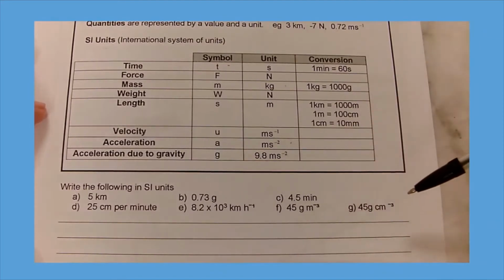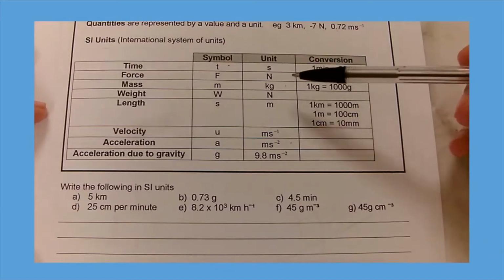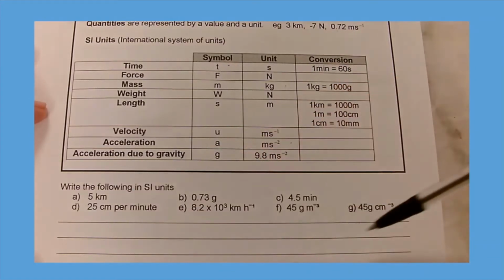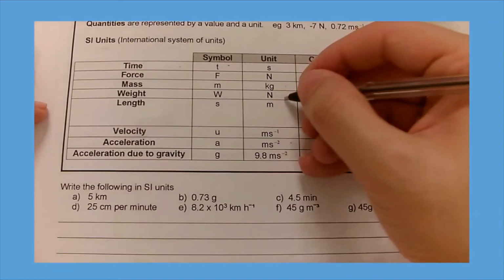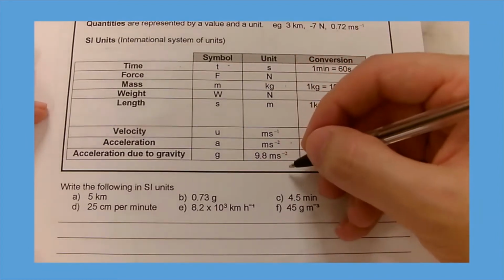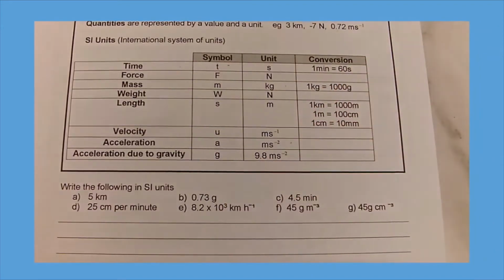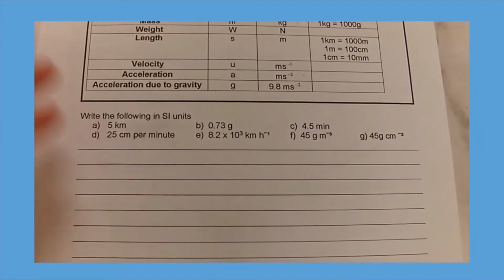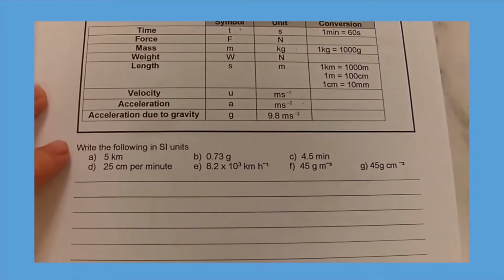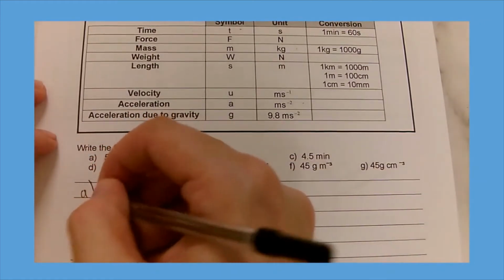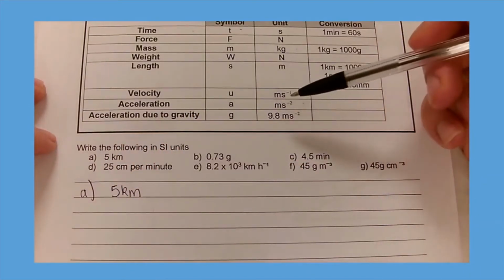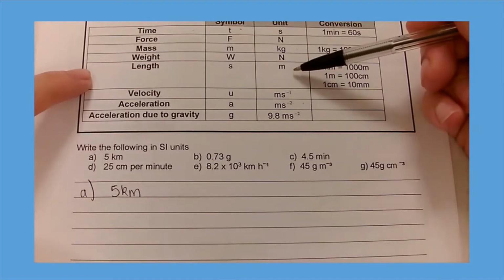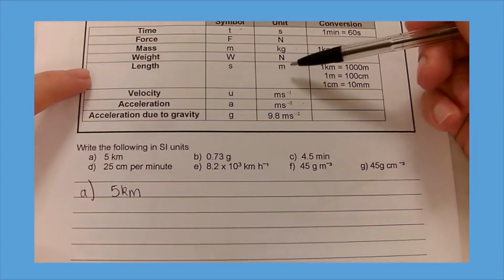Where do things get a bit tricky though? Well, where we have to write things in SI units which are not originally in SI units. So SI units, remember, seconds, newtons, kilograms, meters per second, all this sort of stuff here. Let's have a look at this and think about how we would convert these to SI units, standard units. So I've got 5 kilometers. If you look at the units, we know that kilometer is a length, but the SI unit for length is meters, not kilometers.